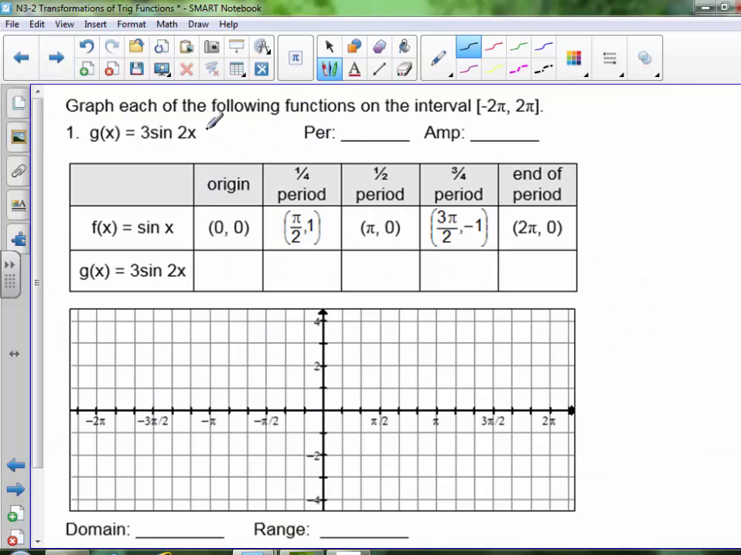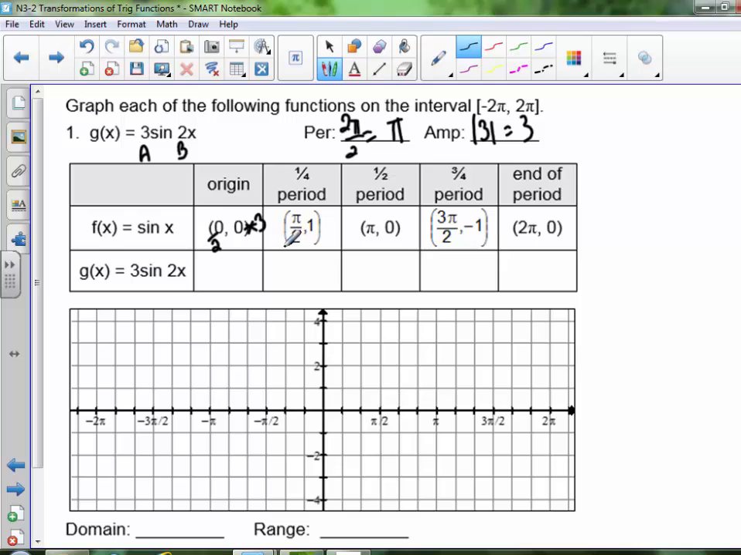We're going to graph from negative 2 pi to 2 pi. The new function is 3 sine of 2x. The period is going to be 2 pi divided by b, and in this case b is 2, so 2 pi divided by 2 is simply pi. The amplitude will be the absolute value of a, so the absolute value of 3 is 3. So we're going to divide x by 2, and multiply the y value by 3.